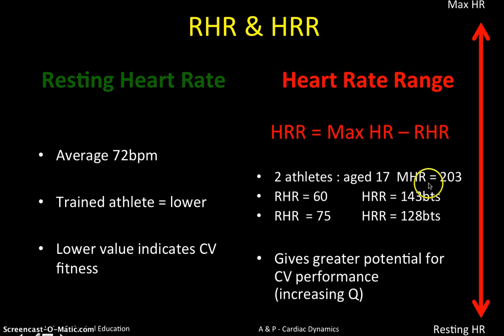Both are age 17, so their maximum heart rate is 203. One athlete has a resting heart rate of 60, and the difference between those two values is 143, so from rest they could increase their heart rate by 143 beats. The other person is less fit and has a resting heart rate of 75, which means their heart rate range is 128. So they have less potential to increase and put more demand on their cardiovascular system. The person with the greater heart rate range and lower resting heart rate would probably do better at aerobic events.